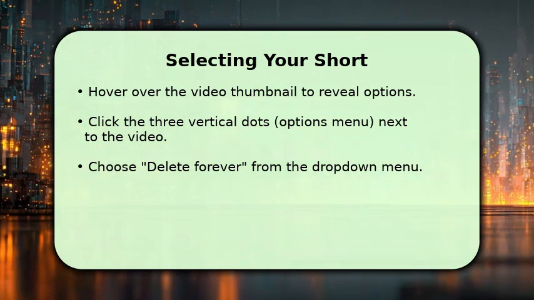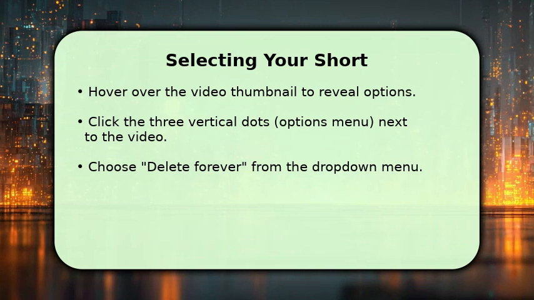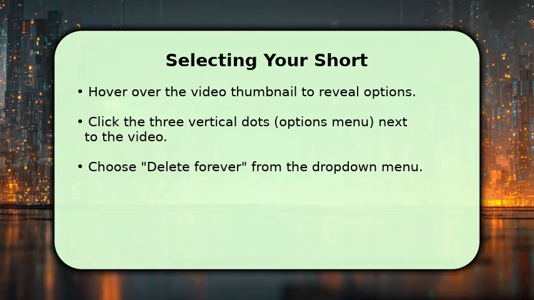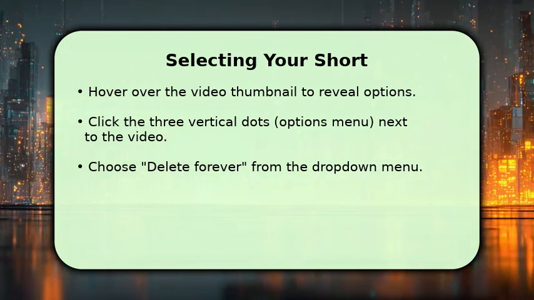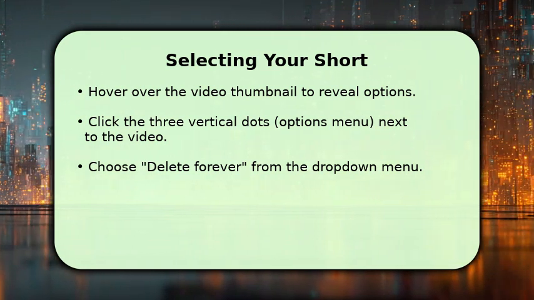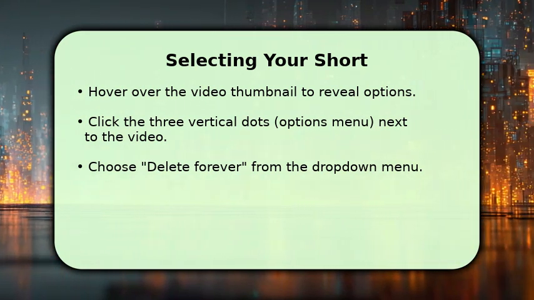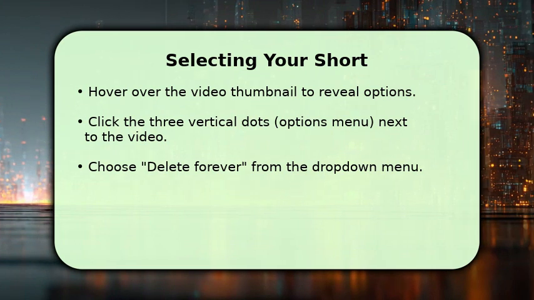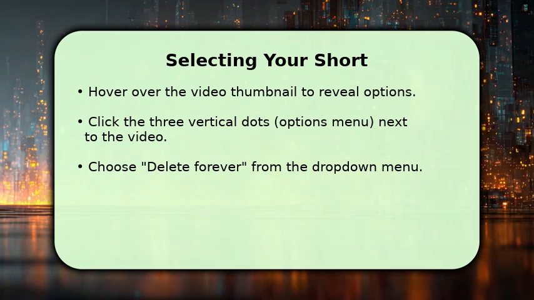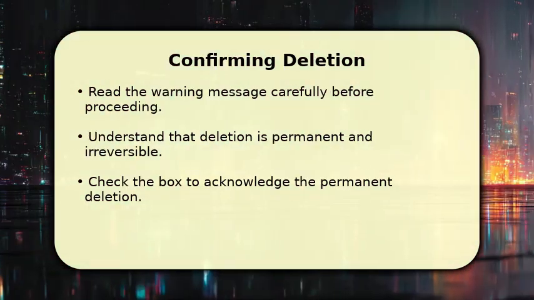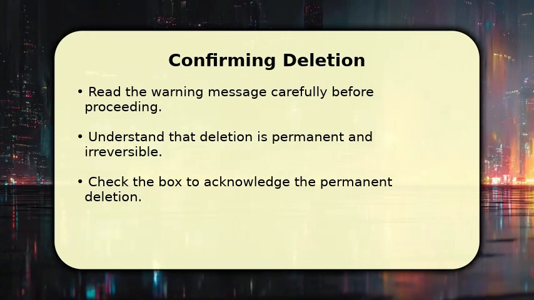When you hover your mouse over the video's thumbnail or tap it on mobile, a few icons will appear. Look for the 3 vertical dots which represent the Options menu. Click or tap these dots, and a drop-down menu will appear with several choices. From the drop-down menu, select Delete Forever.